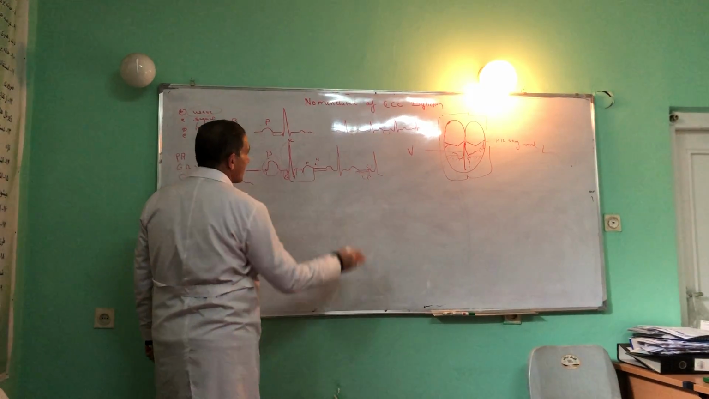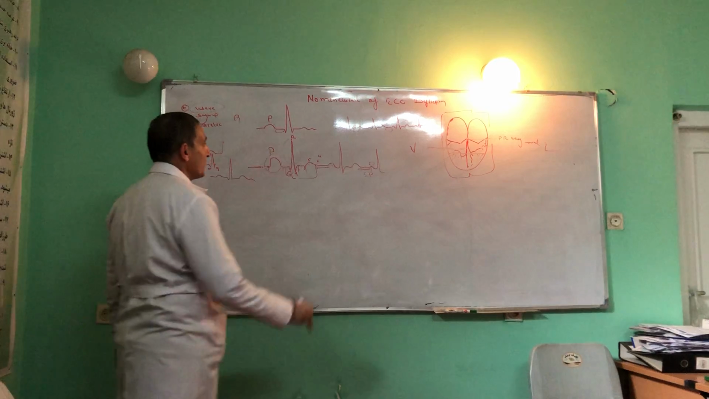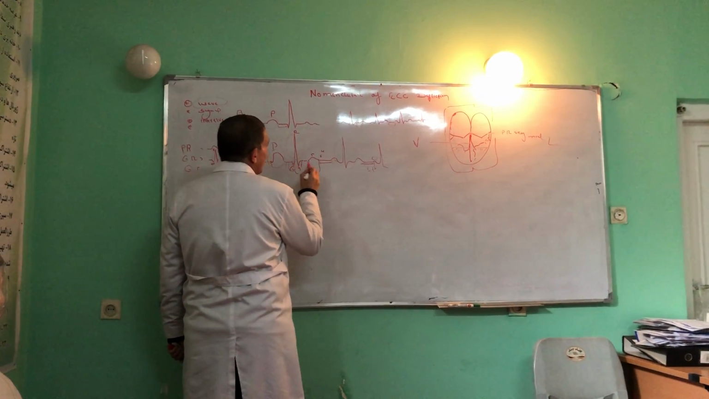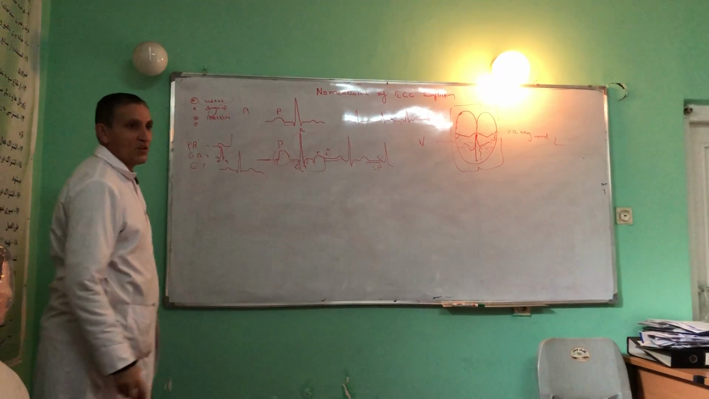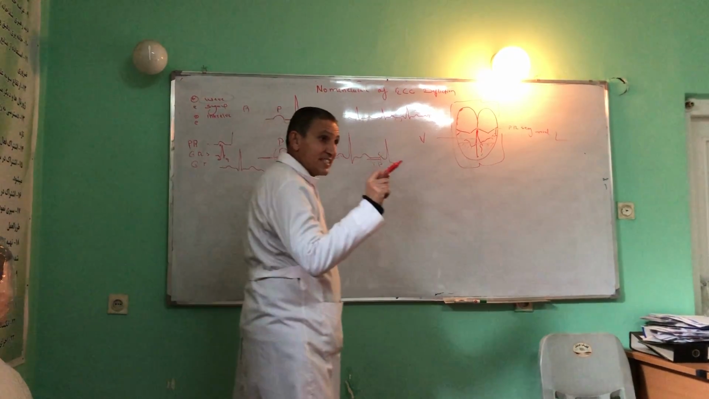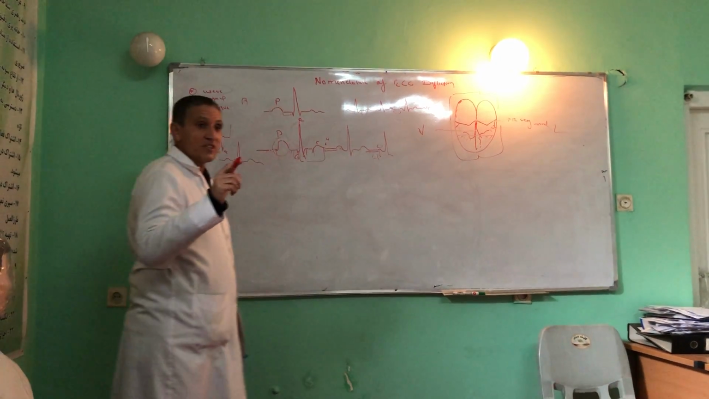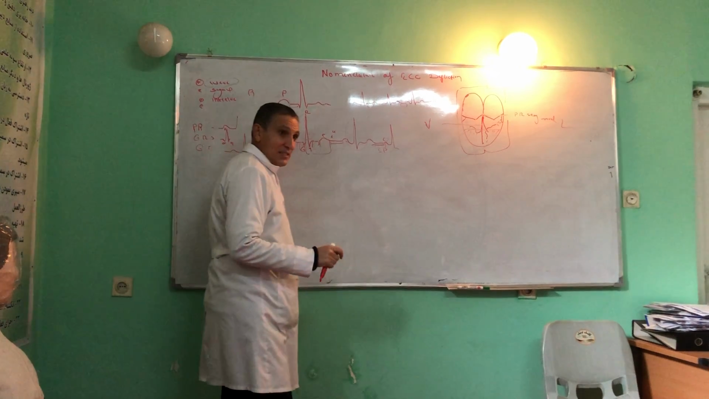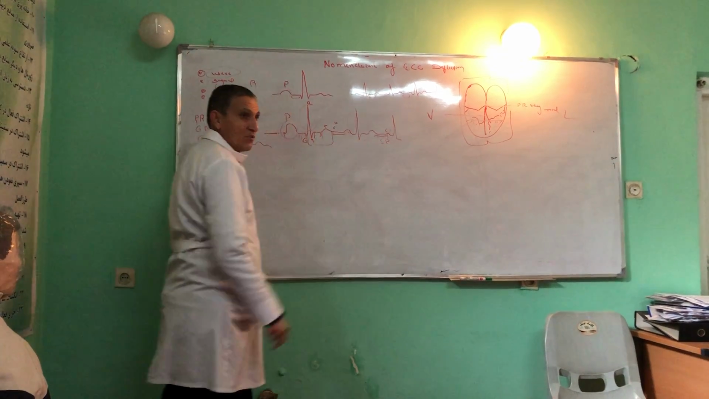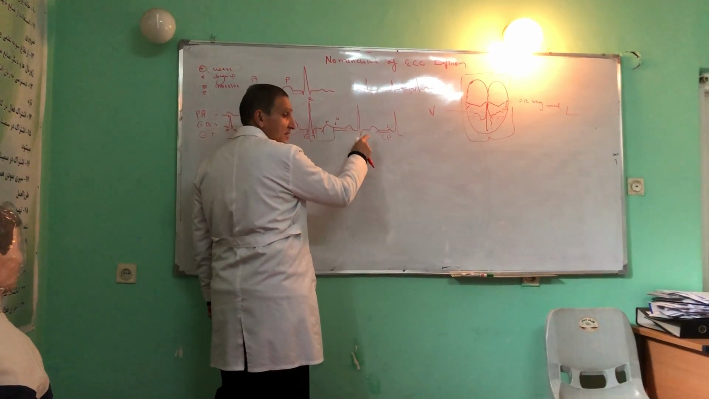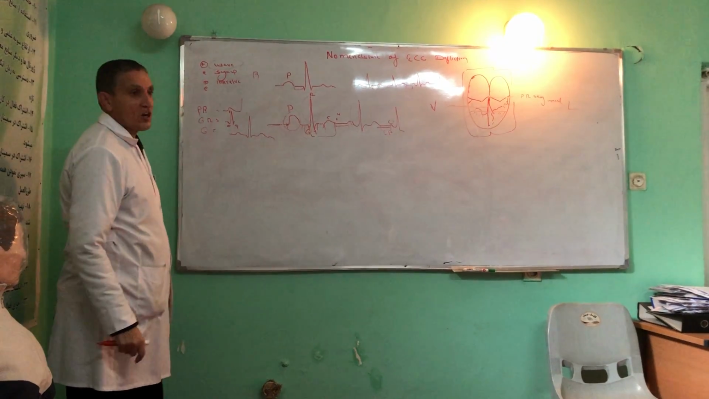Tell me about the QT interval. The QT interval is from the beginning of the Q wave to the end of the T wave. What is the clinical role of this QT interval? Shortening of the QT interval and prolongation of the QT interval, both of them are dangerous. For example, in case of hypocalcemia, we will see a prolonged QT interval. But in cases of some drug poisoning and some other cases, we will see a short QT interval.